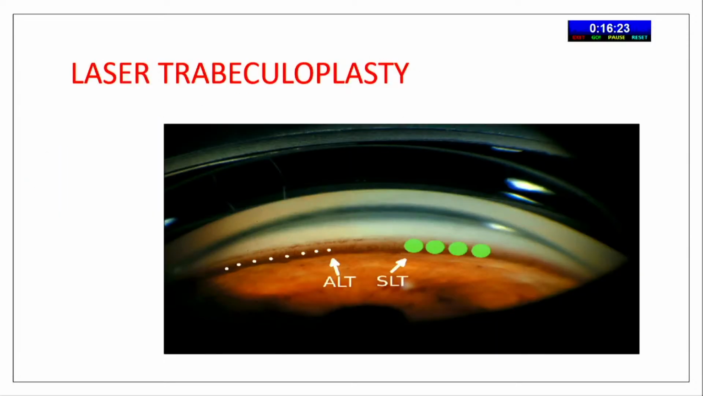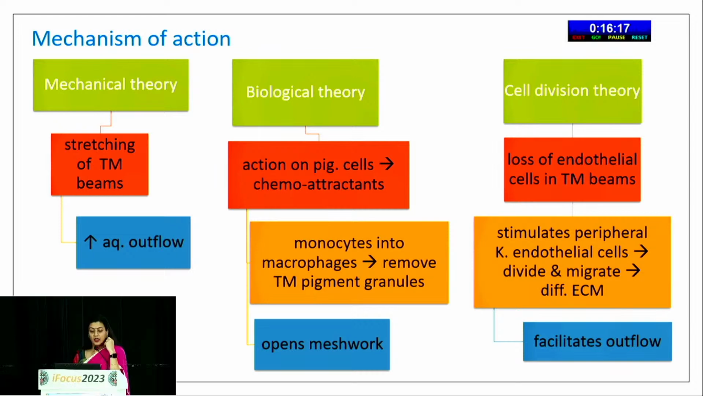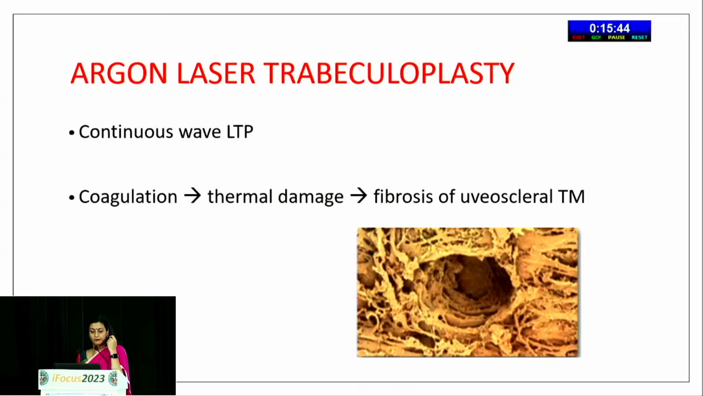Then we move on to laser trabeculoplasty. Laser trabeculoplasty can act through 3 different ways. One is the mechanical theory, wherein there is stretching of the trabecular meshwork beams, which directly allows the aqueous outflow. Then there is a biological theory, wherein there is an inflammatory cascade and reaction. Macrophages are released, which remove the trabecular meshwork pigment granules and open the meshwork. And there is a cell division theory, wherein the loss of endothelial cells in the beams stimulates other endothelial cells, which migrate, divide, and form a different type of extracellular matrix, which further facilitates the outflow.